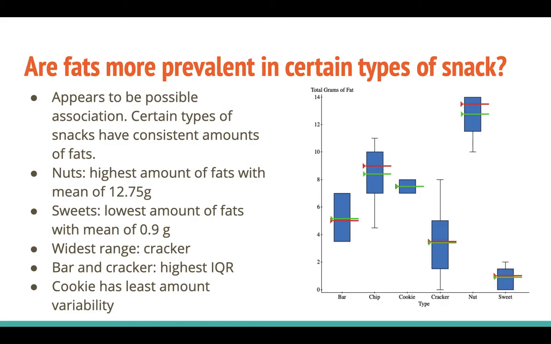The widest range of the amount of fats in types of snack is crackers. Bars and crackers have the highest IQRs, and cookies have the least amount of variability.